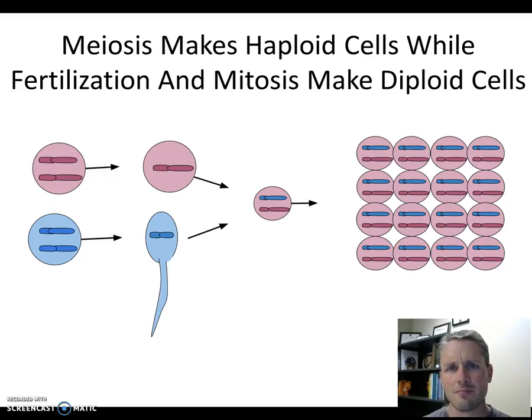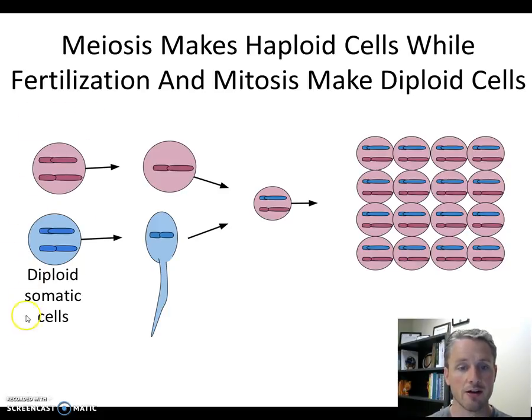All right, so just as a final reminder, these haploid cells are produced by meiosis, whereas diploid cells are produced by mitosis or fertilization. And so I just wanted to talk about the ways to make haploid versus diploid cells. So in this image, I'm showing you a bit of a life cycle.